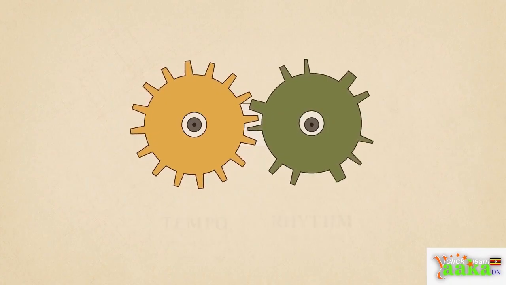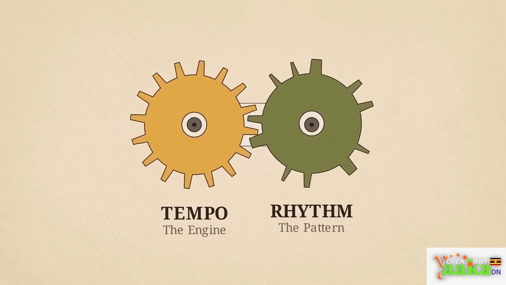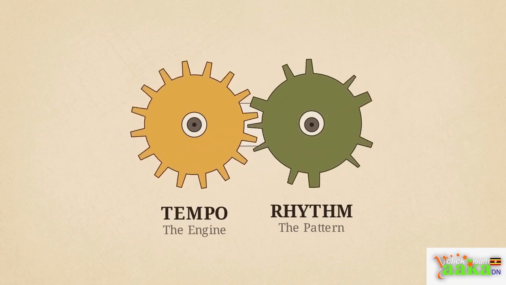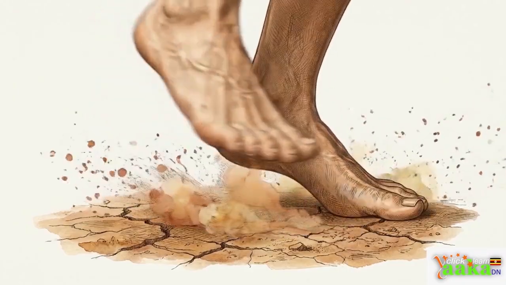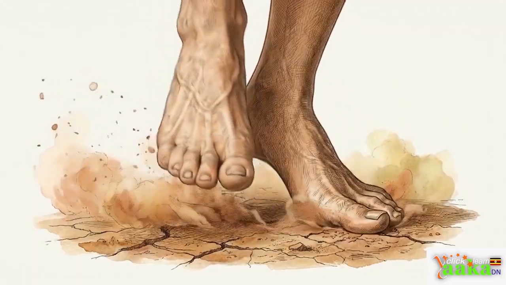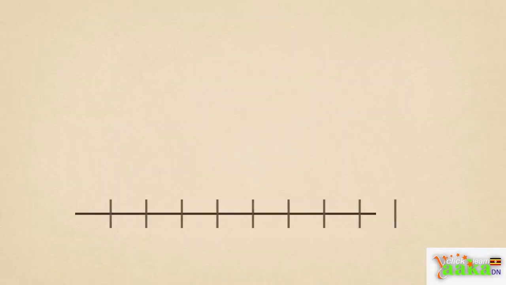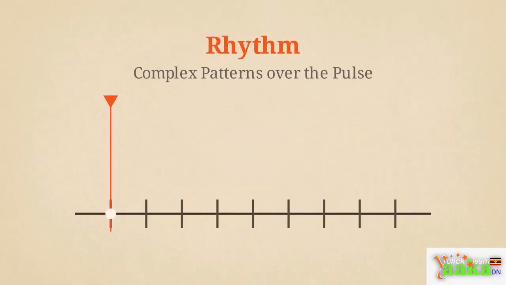Next are rhythm and tempo. While people often use these words to mean the same thing, they are actually 2 different gears in the music. Tempo is the overarching speedometer of the song. It's the steady pulse that dictates if a piece is fast, like a kadodi dance, or slow. This timeline shows tempo as a series of perfectly steady beats, acting like the unvarying heartbeat of the song. Rhythm is the actual arrangement of long notes, short notes, and silences that play over that steady heartbeat.